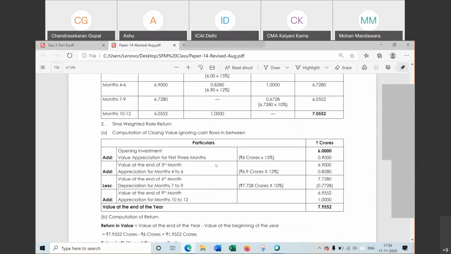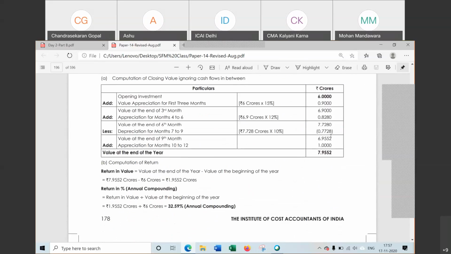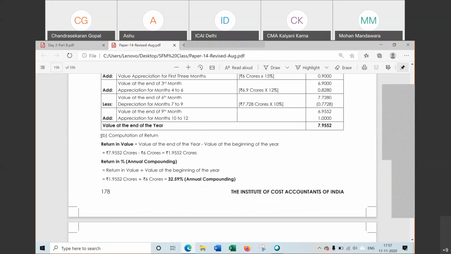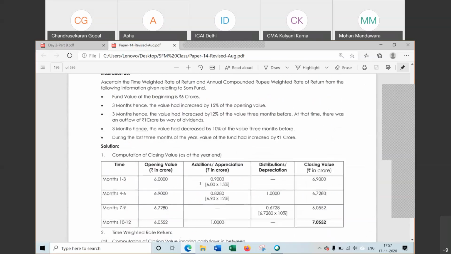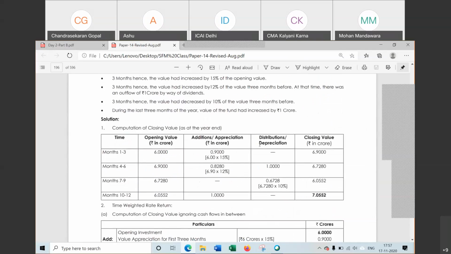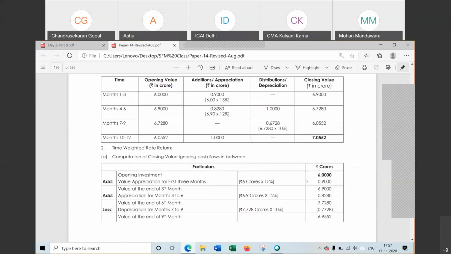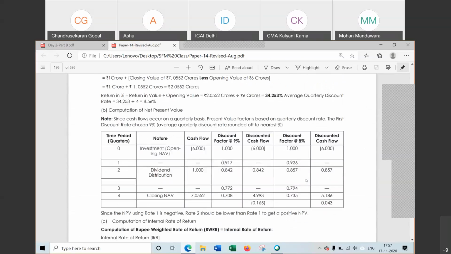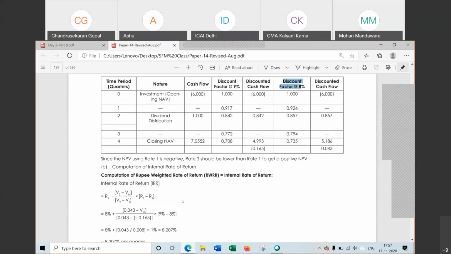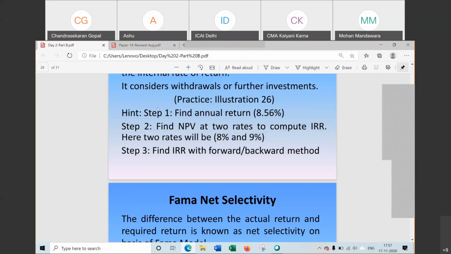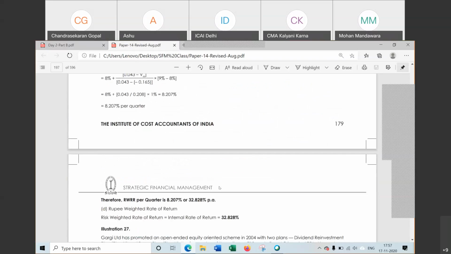Again just summarizing, for time weighted, you will calculate simply without taking dividend and reinvested value, and holding period return will be computed. For rupee weighted return, step 1, on the basis of withdrawal and addition, we will find opening and closing value. Then we will find the holding period return, and that will be used as the discount factor, and find NPV at these two discount factors, and then find IRR with interpolation or with the backward or forward method. So these are the steps for rupee weighted.